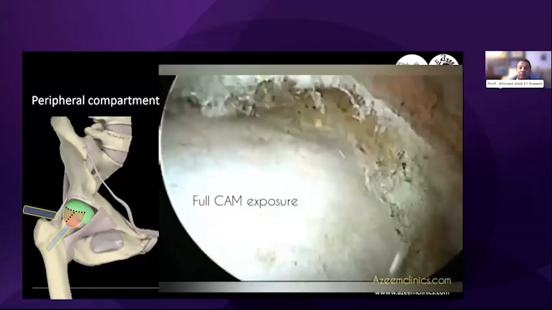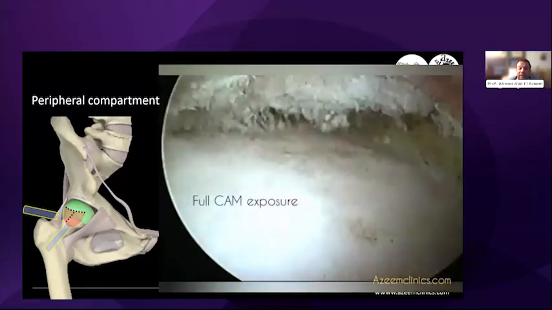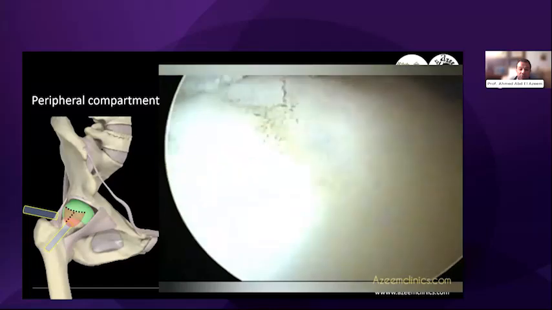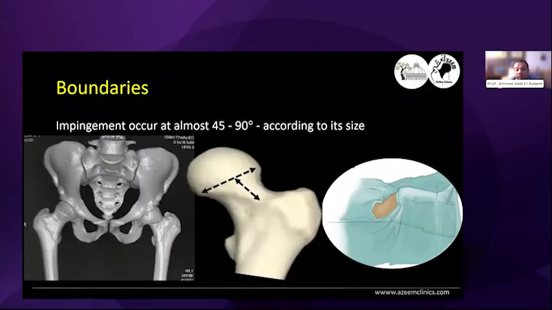So this is the CAM now exposed. The whole triangle from the anterior, inferior, and posterior are exposed. The boundaries.